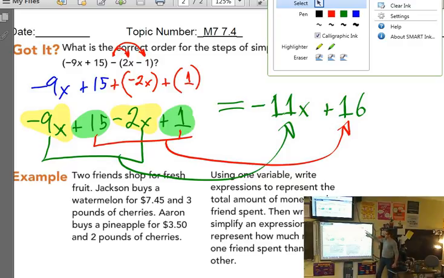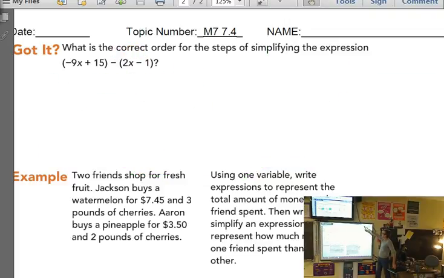Let's check out this other example so we have a real problem. My smartboard's all screwed up. It's just not keeping calibration.